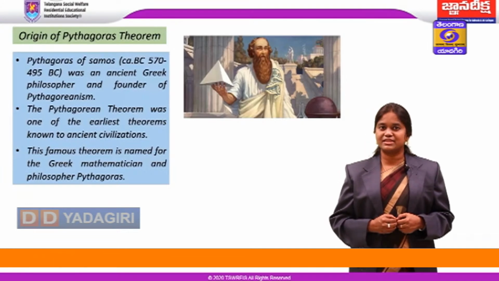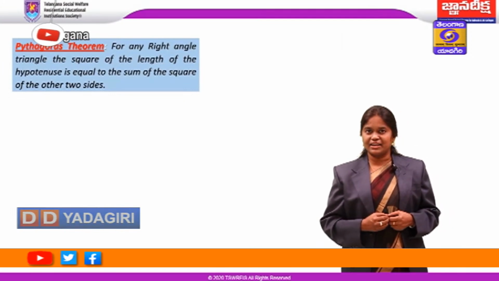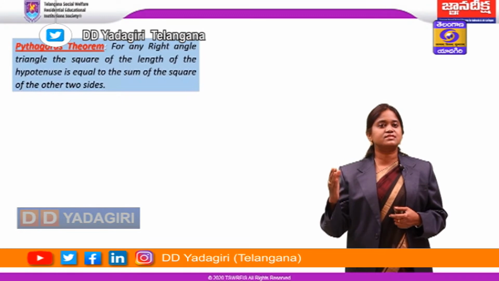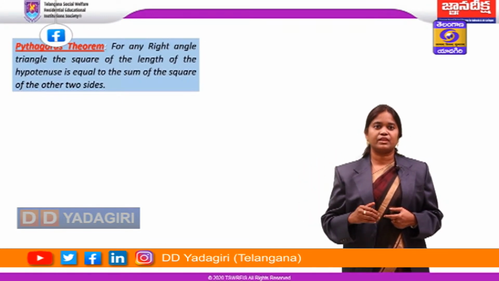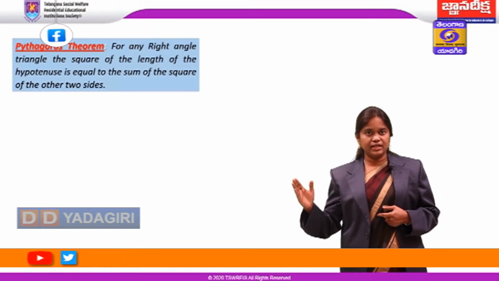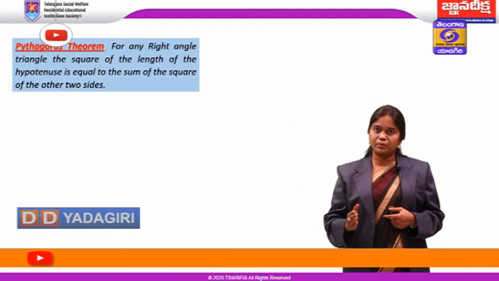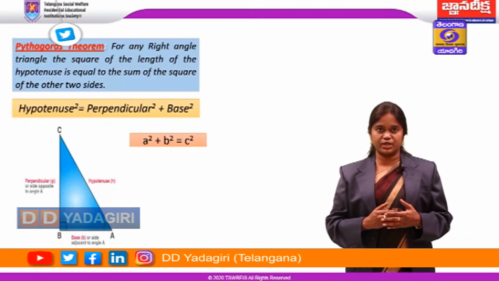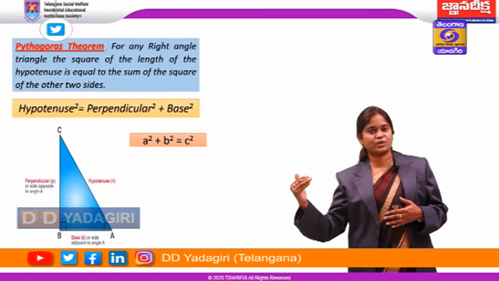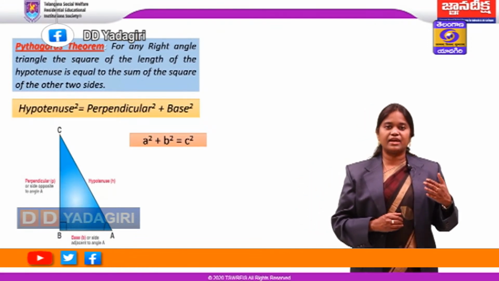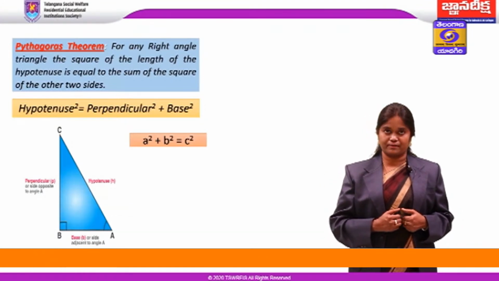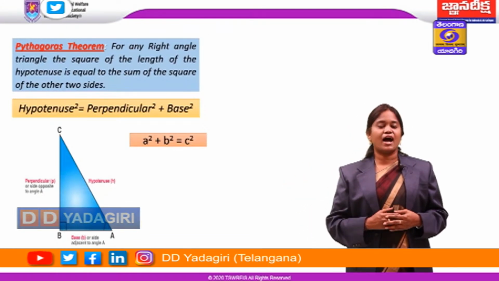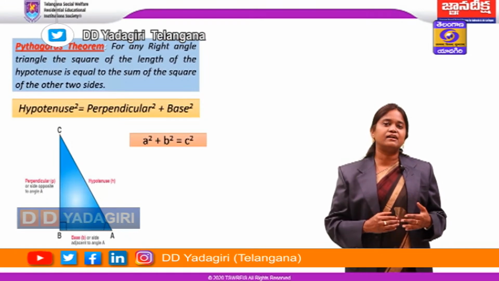Now, let us learn Pythagoras theorem. Pythagoras theorem states that for any right-angled triangle, the square of the length of the hypotenuse is equal to the sum of the squares of the other two sides. That is, hypotenuse square is equal to perpendicular square plus base square. It can be written as an equation: a squared plus b squared is equal to c squared. Here, a is the length of the base, b is the length of the perpendicular and c is the length of the hypotenuse. Let us understand this theorem clearly by an activity.